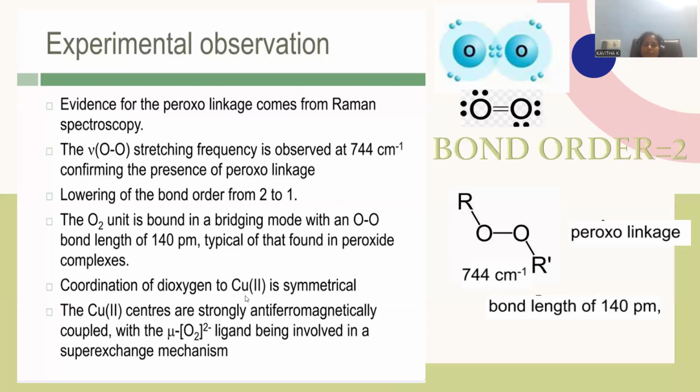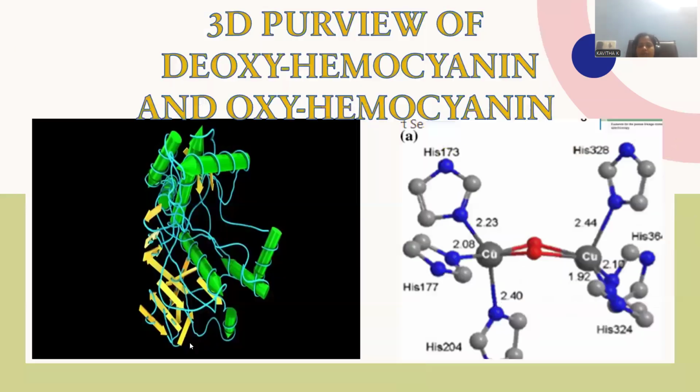Coordination of the dioxygen to copper is very symmetrical in nature. On both sides we have exactly identical units of the copper complexes. That's the reason why it is symmetrical in nature. Copper plus 2 centers are strongly antiferromagnetically coupled. Antiferromagnetism is a characteristic of copper plus 2. And here the bridging mu oxygen peroxy ligand is involved in the superexchange mechanism. That's the reason why antiferromagnetism is a characteristic of this copper plus 2, because of the oxygen nature.